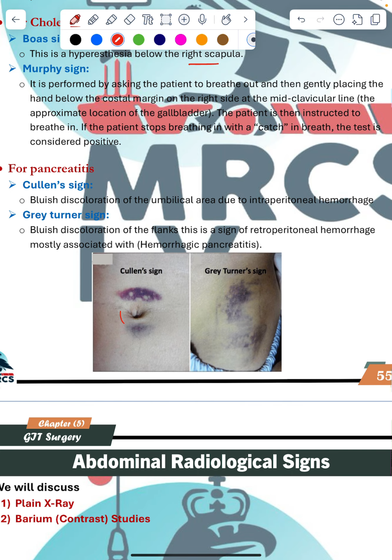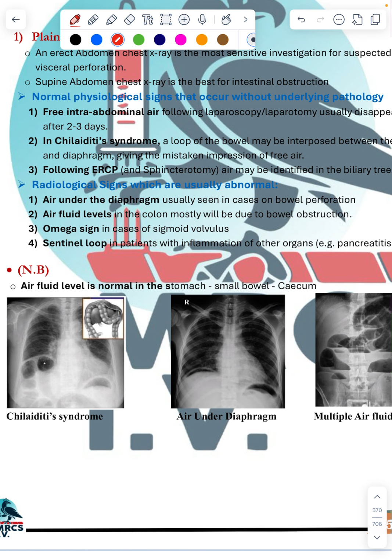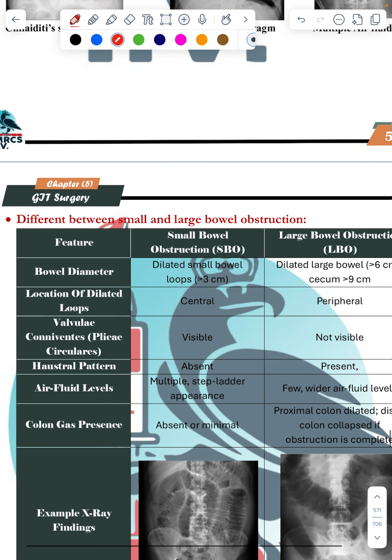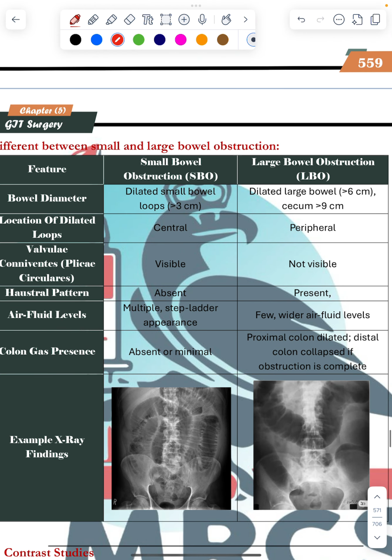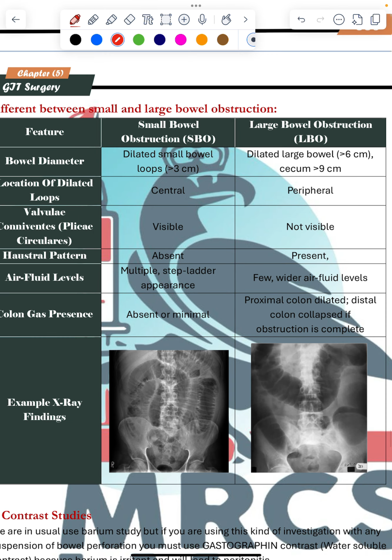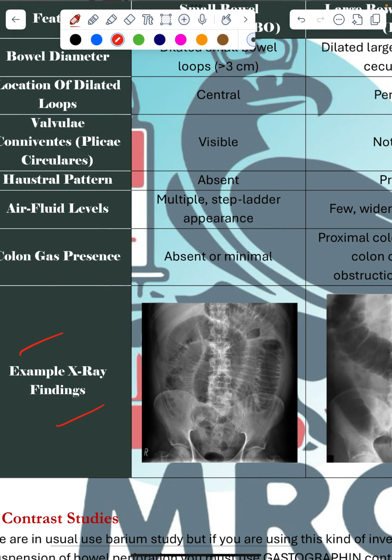Abdominal plain X-ray, plain contrast, normal physiological phenomena. In this, you get gas under the diaphragm. Chilaiditi sign, where the large bowel is interposed with multiple air fluid levels. This is about the differential diagnosis of small bowel obstruction and large bowel obstruction. On X-ray abdomen, you get a thumbprint sign. This is called a step ladder. This is thumbprinting, an example of small bowel.